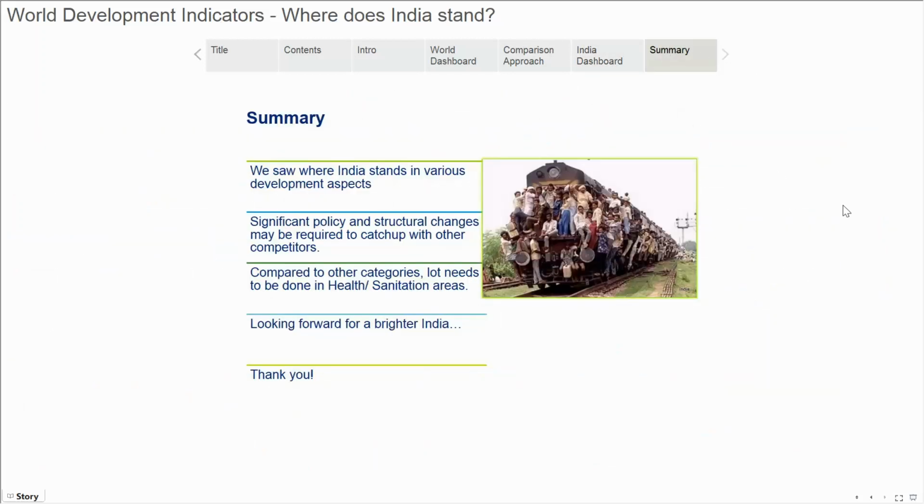Hence, to summarize, we saw where India stands in various development aspects. We think significant policy and structural changes may be required to catch up with other competitors, or other countries rather. And compared to the other categories, a lot needs to be done in the area of health and sanitation.